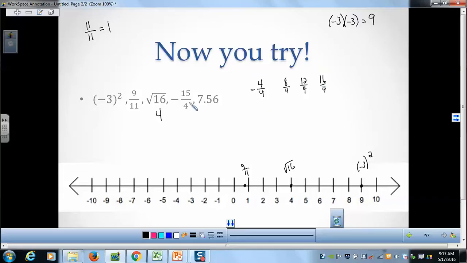Now look, 15 over 4 is right here. It'd be in between these, and if these were negative, this would be like negative 1, negative 2, negative 3, and then negative 4. So negative 15 fourths is almost to negative 4. So then we can label that guy and put it right there. Now 7.56 is a little bit more direct, so here's 7, and then 7.5 would be here, so 7.56 is just past halfway. We would label that like so. All right, so there we go.